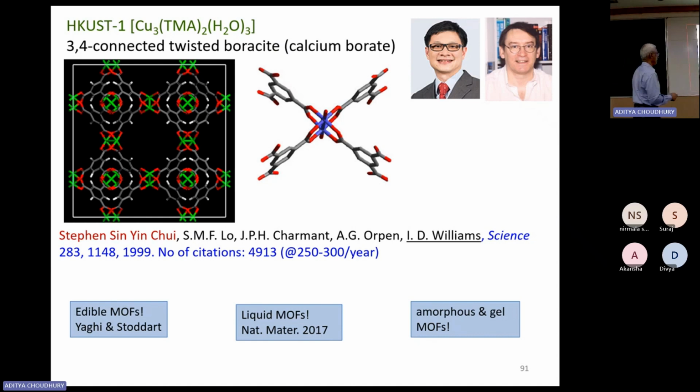So edible MOFs, I'm going to talk about it. If you can make it out of edible things, of course you can eat them. And then liquid MOFs, again, well, how can a MOF, which should be a solid, be a liquid? I'm going to talk about it. And then amorphous gel. This is what I'm going to talk about today. And then I'll touch upon these two maybe later. I think so, to make it more interesting.